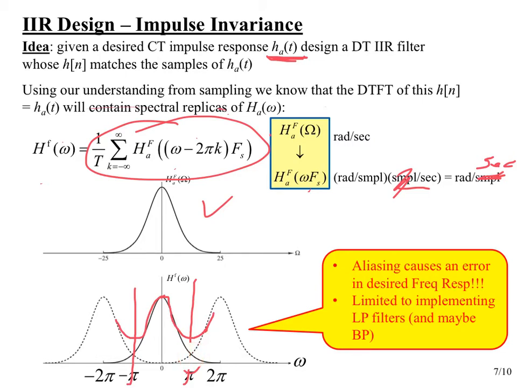This way of thinking about it, plotting this on a capital omega, plotting this on a little omega, just follows this connection up here. So notice that we know that pi corresponds to fs over 2.